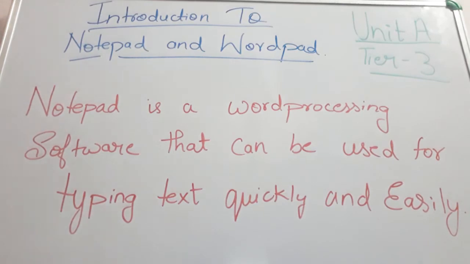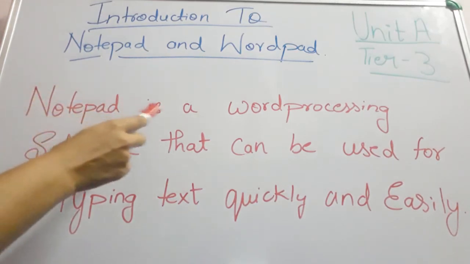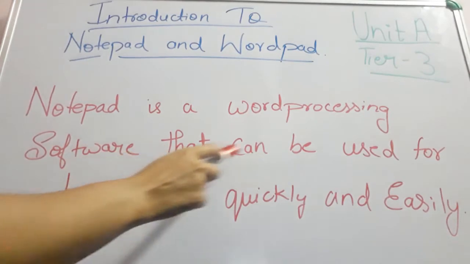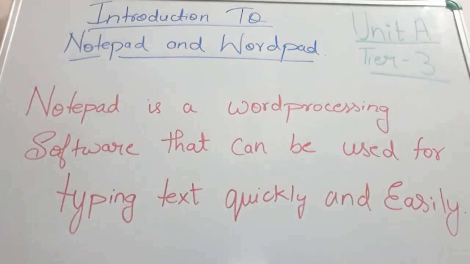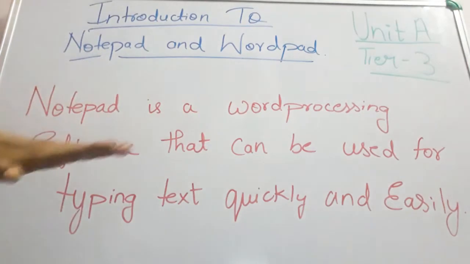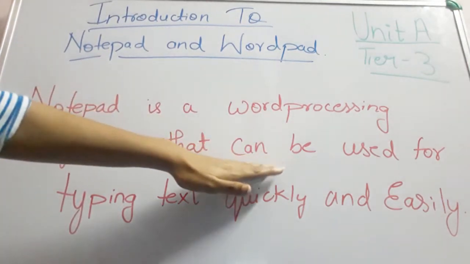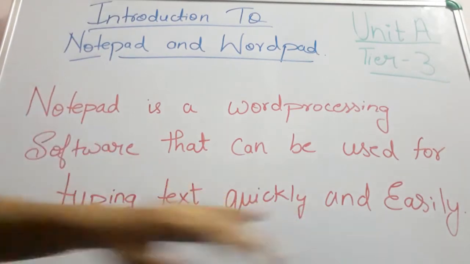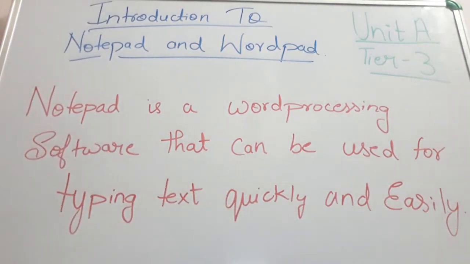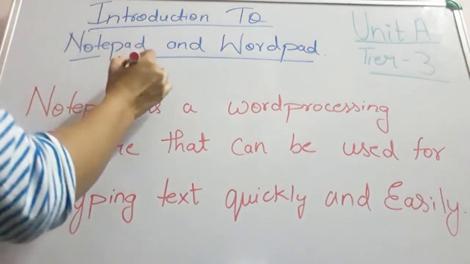Okay, so what is Notepad? Notepad is a word processing software that can be used for typing text quickly and easily. This Notepad helps you to type any text quickly and easily. Okay, this is the word processing software which helps you to type your text quickly and easily. Clear? Now what is the extension of this file?